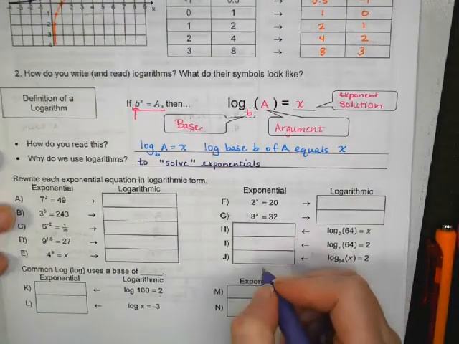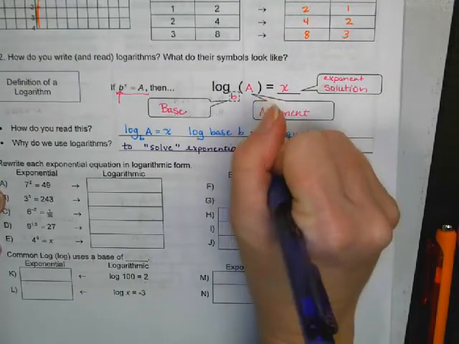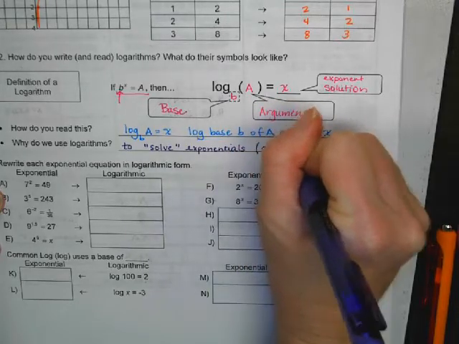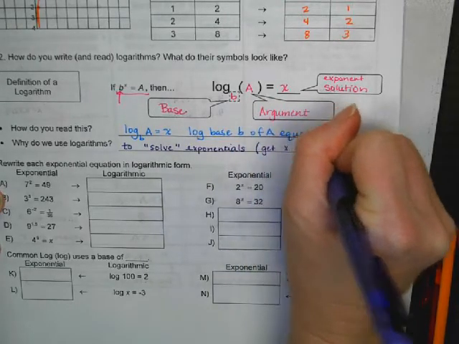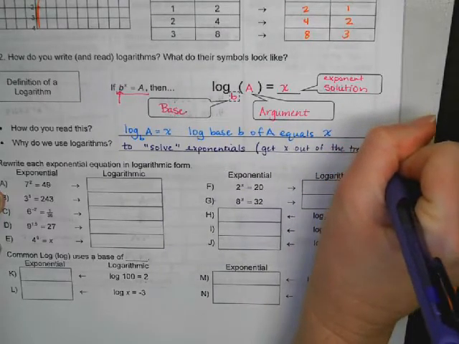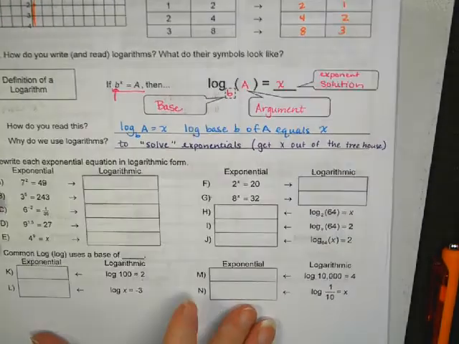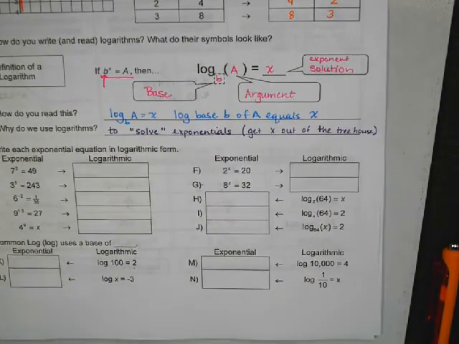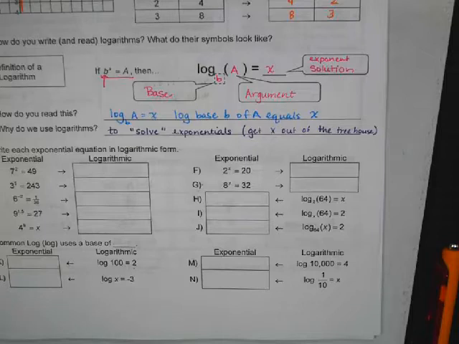...is to solve an exponential. It's to get x out of the treehouse. See, the whole point of algebra, since you guys first started learning, is to get x by itself, right? To solve for the variable. But we can't solve for it if it's up in the air. We have to get it out of the treehouse and down onto the line. And that's what logarithms do. They get things out of the treehouse for us.